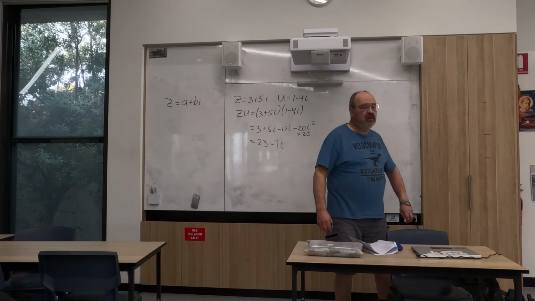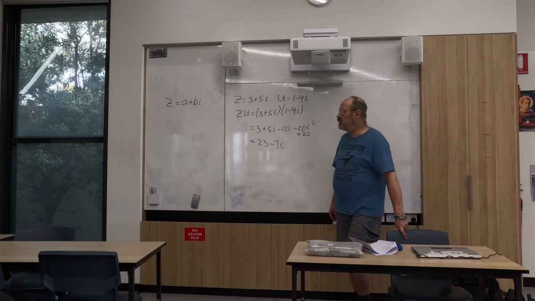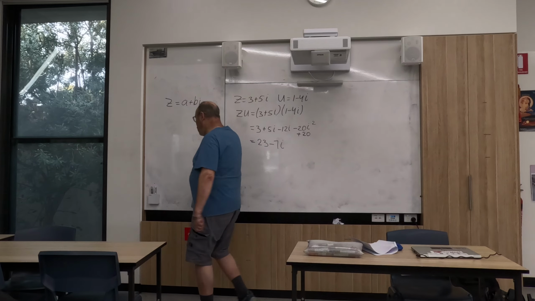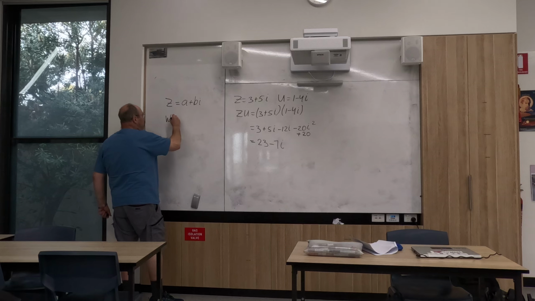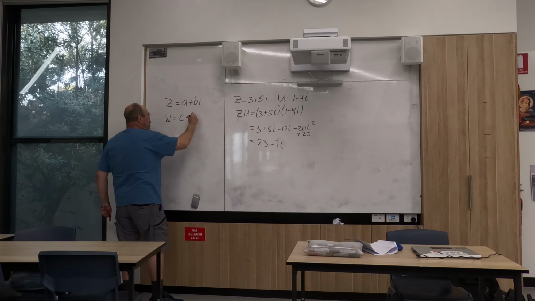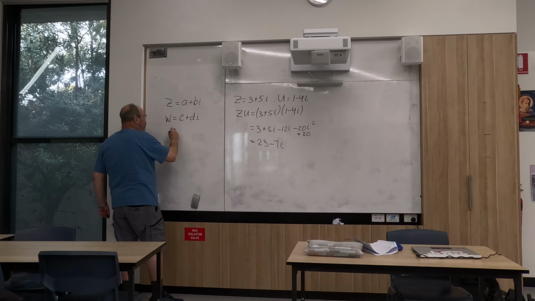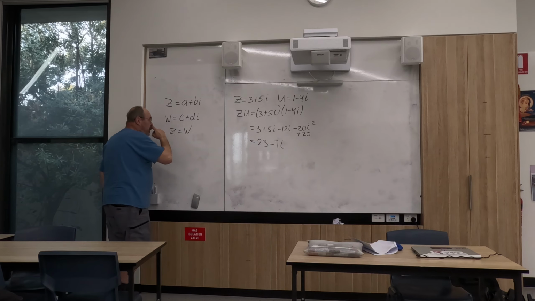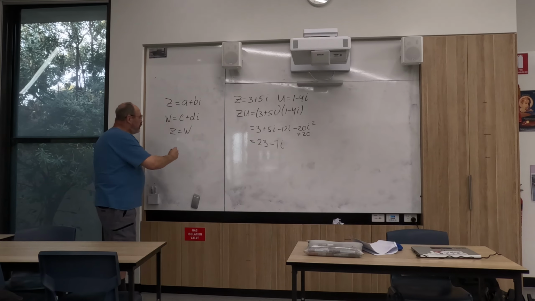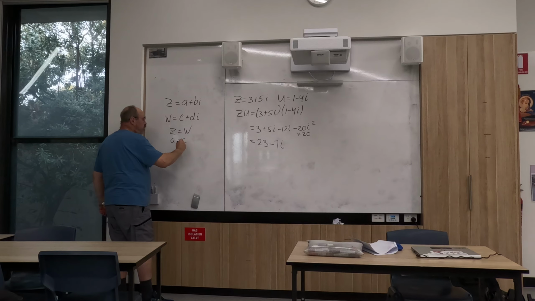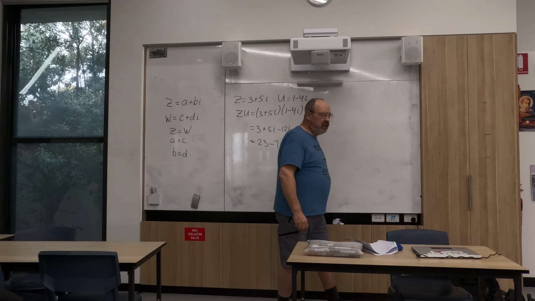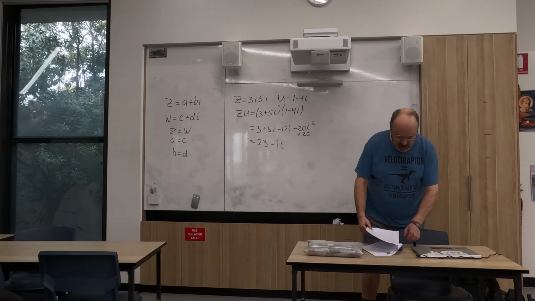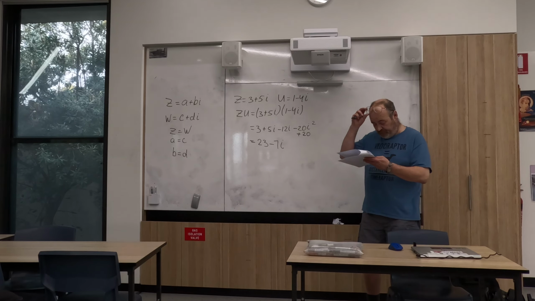Now, when two complex numbers are equal, let's say we have z equals a plus bi and w equals c plus di. If z equals w, that implies that a equals c and b equals d. Only then will they be equal. So let's consider the next example.